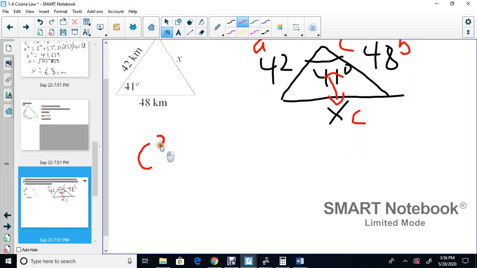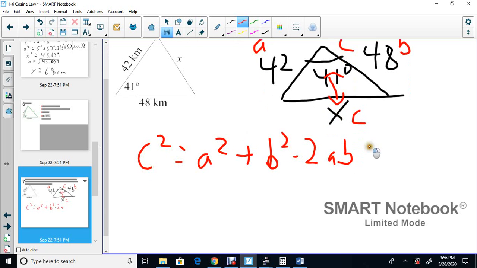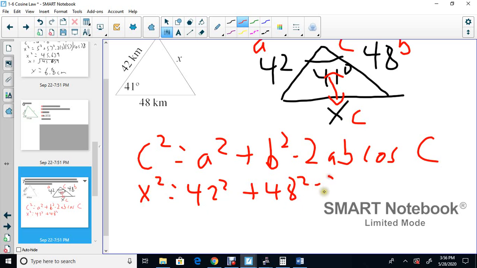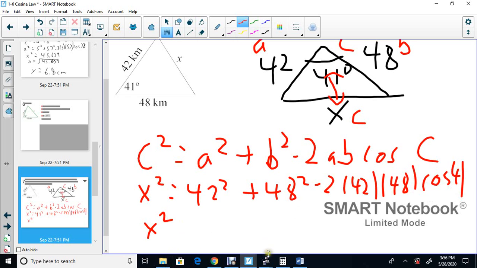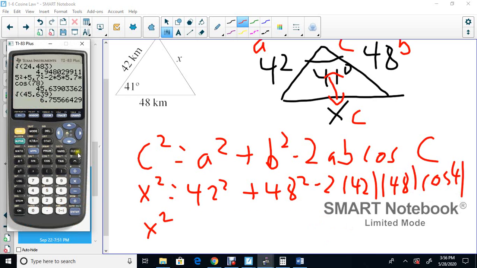We'll go c squared equals a squared plus b squared minus 2ab cosine of c. So here's c squared, so it's x squared equals 42 squared plus 48 squared minus 2 times 42 times 48 cosine of 41. We'll go to our calculator and quickly do it on this calculator here. I'm only going to do it on the one this time, so 42 squared plus 48 squared.